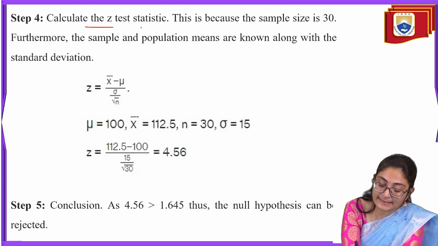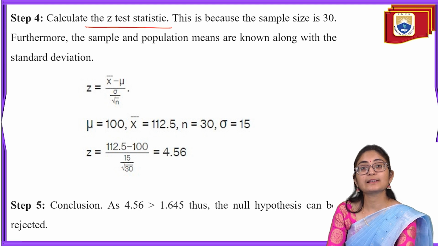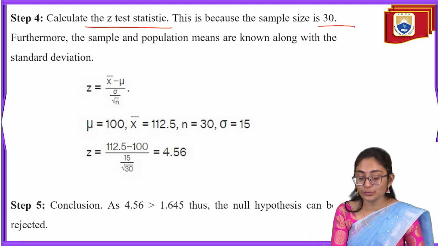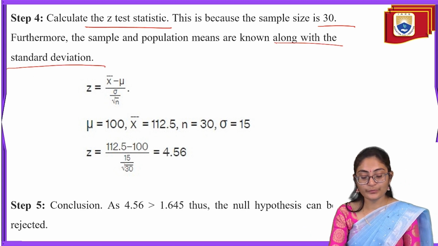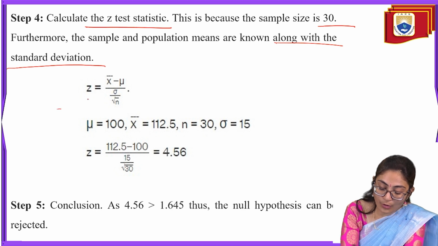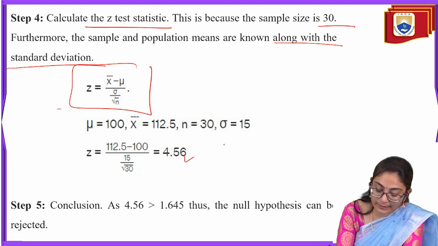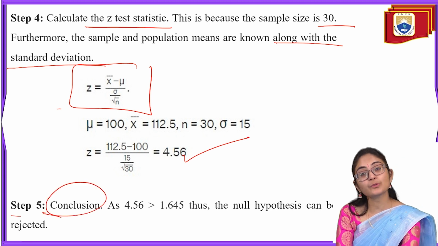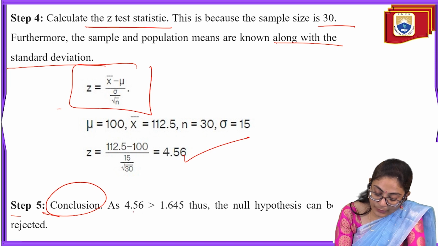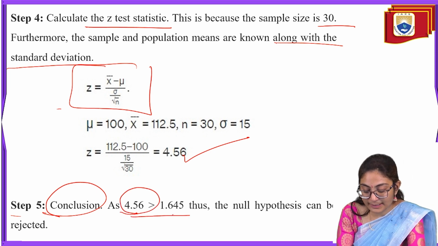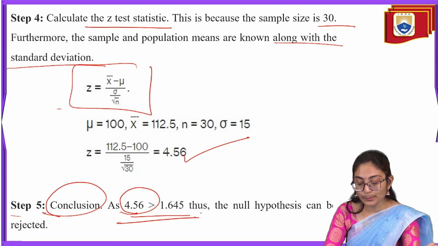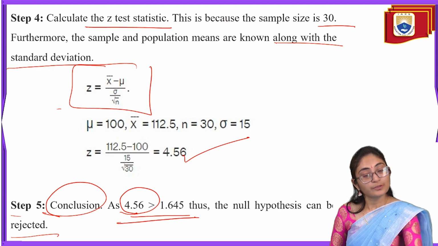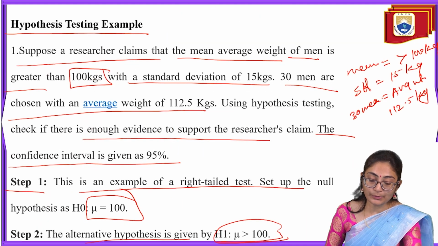Now calculate the z-test statistic. This is used because the sample size is 30, and the sample and population means are known along with the standard deviation. Put all these values in the formula and you will get 4.56. Then step 5, the conclusion: we got 4.56, which is greater than 1.645, so the null hypothesis can be rejected. This is all about hypothesis testing.